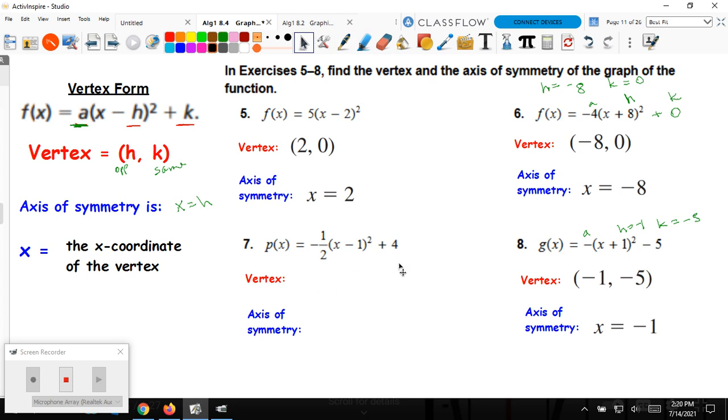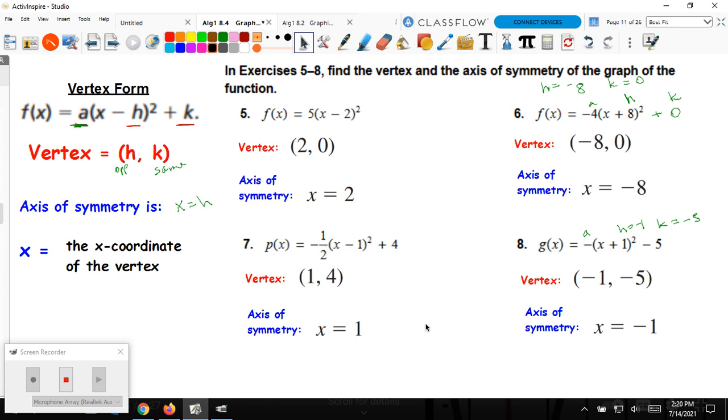For the vertex on number 7, it's going to be positive 1, since it says x minus 1. H is positive 1, K is positive 4, so 1, 4 is your vertex ordered pair. The axis of symmetry is x equals the H number, x equals 1. All right, so that's it.